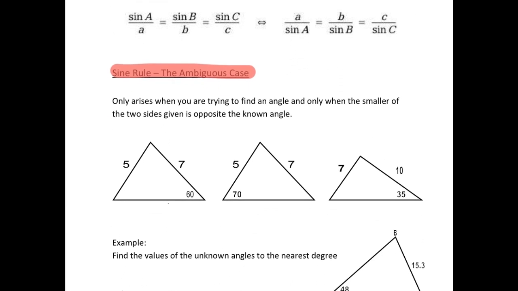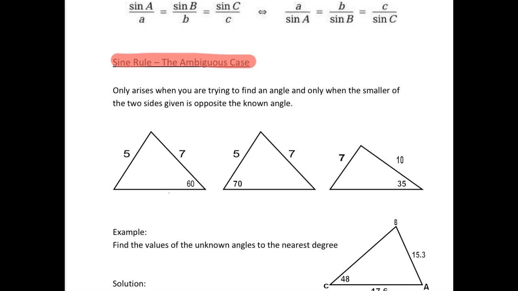So down here I have a couple of different triangles and we're going to see which one of these would be an ambiguous case. So the first case, we see we're given the angle of 60 degrees and the side opposite is of length 5 and the other side is of length 7. So in this case it would be an example of an ambiguous case because the side given, 5, is smaller than 7.